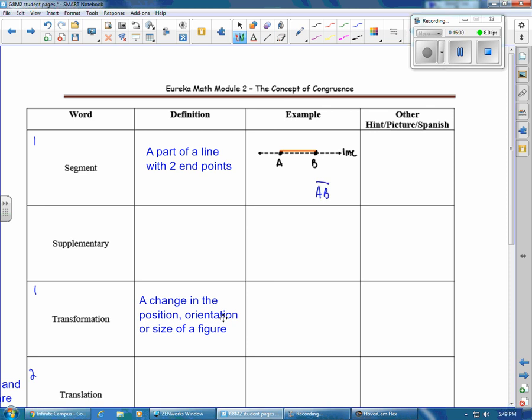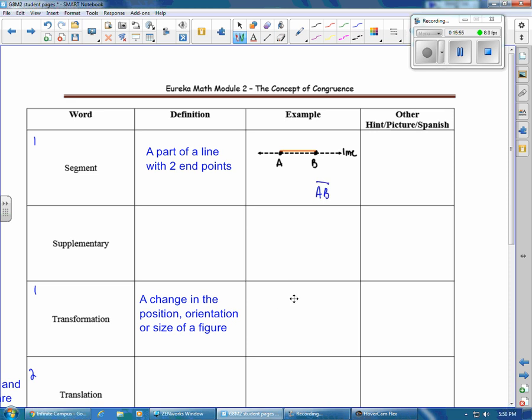And we're going to identify transformation. A transformation is a change in the position, orientation, or size of a figure. Now don't let this last part throw you. When we're talking about changing the size of a figure, that's actually coming in the next module. That's something called a dilation, and it's not something we're going to be concerned about in this module, but know that there are transformations that will change the size of a figure.